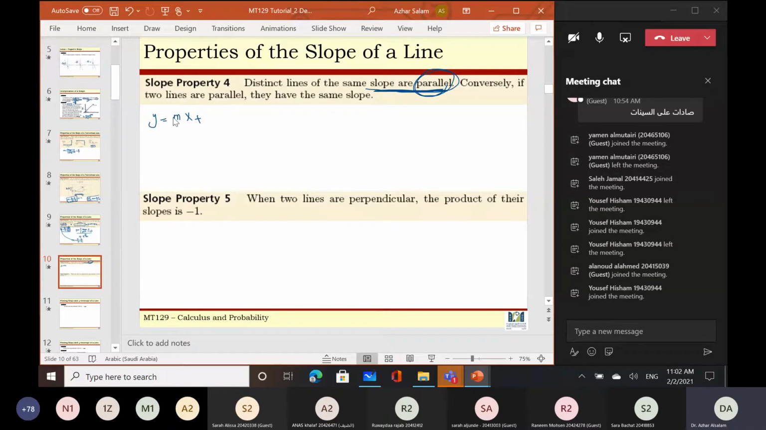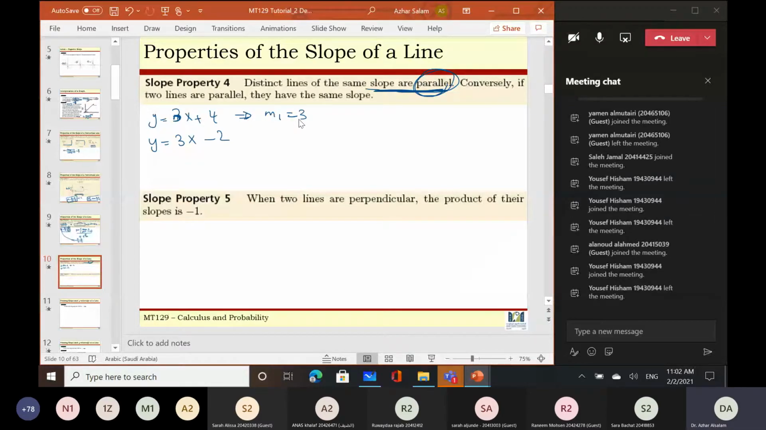mx plus, for example here, let's take it with number 3x plus 4, and the second line y equals to 3x minus 2. I have here the first one, m1 equals to 3 and m2 equals to 3. So m1 equals to m2, then two lines 1 and 2 are parallel. Parallel معناتها متوازية، الخطوط تكون متوازية. Okay.